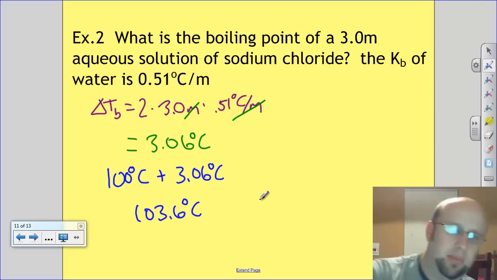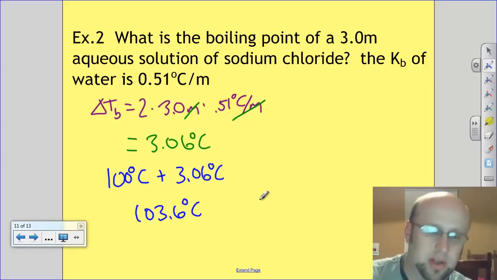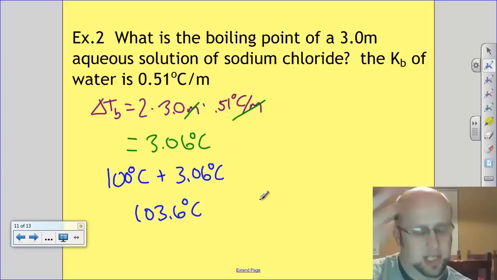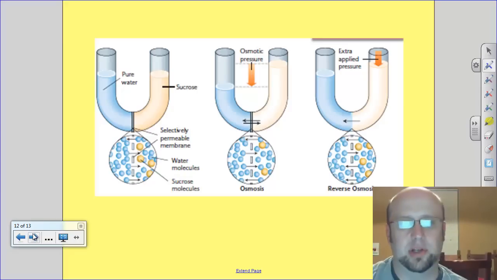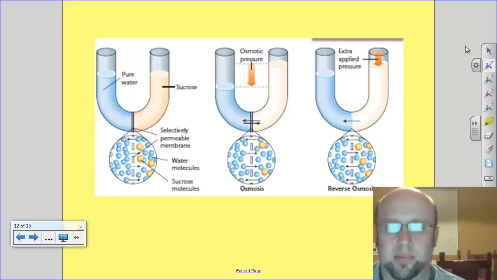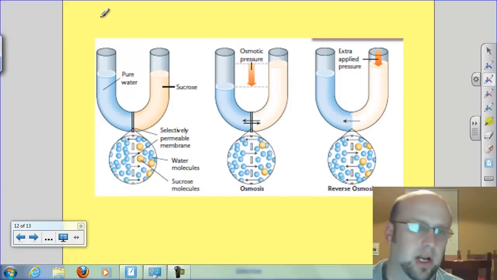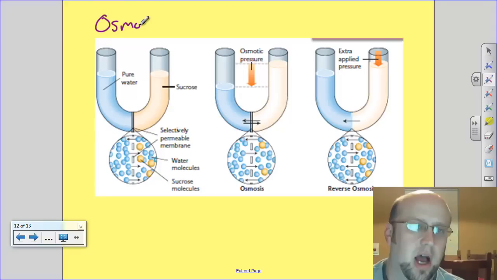So if you add a pretty good amount of salt in your water, it's not going to boil at 100 degrees. It's going to have to go up a little bit higher to get there. Okay, a couple of more quick points we want to roll through. The other important area for colligative properties, and we're not going to go too far into that, but it's something that you may remember from biology called osmotic pressure.